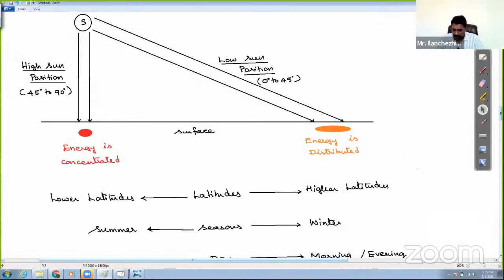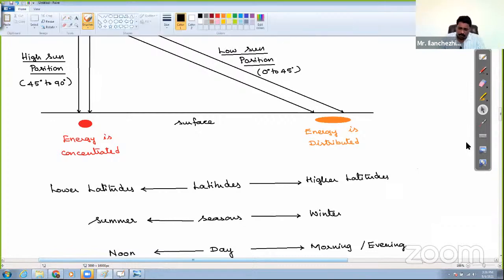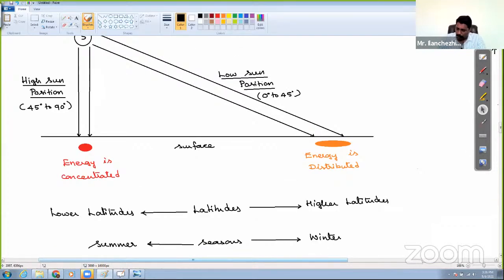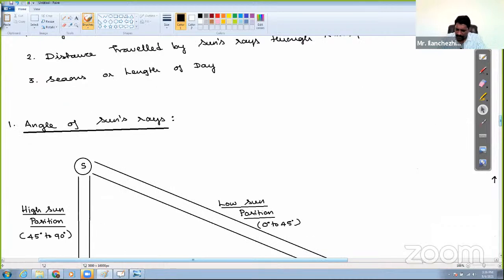This is the basis for the entire chapter called climatology: the angle of sun's rays. I think so far you're clear. Okay. Now we have to discuss factor number 2. What is factor number 2? The distance traveled by sun's rays through the atmosphere. Equally important.